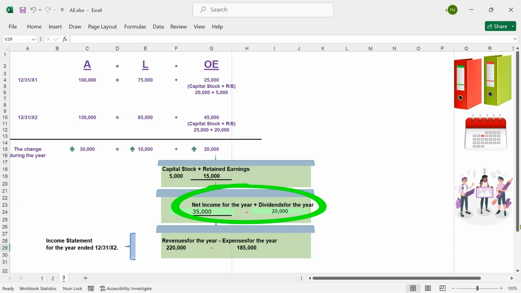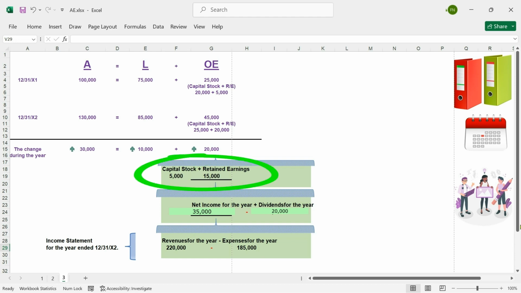And then, if you knew that dividends for the year were $20,000, you would automatically know that retained earnings must have increased by $15,000. The earnings not paid out in dividends but retained in the business from the current year operations would have increased by $15,000.